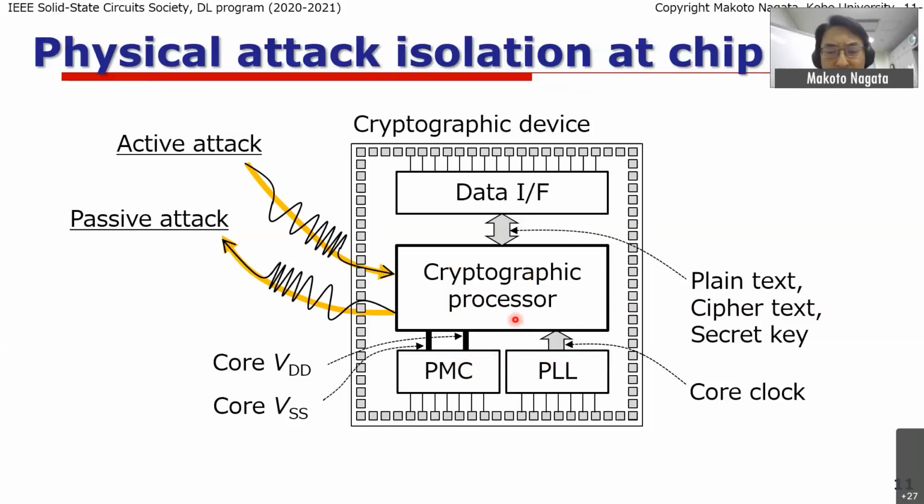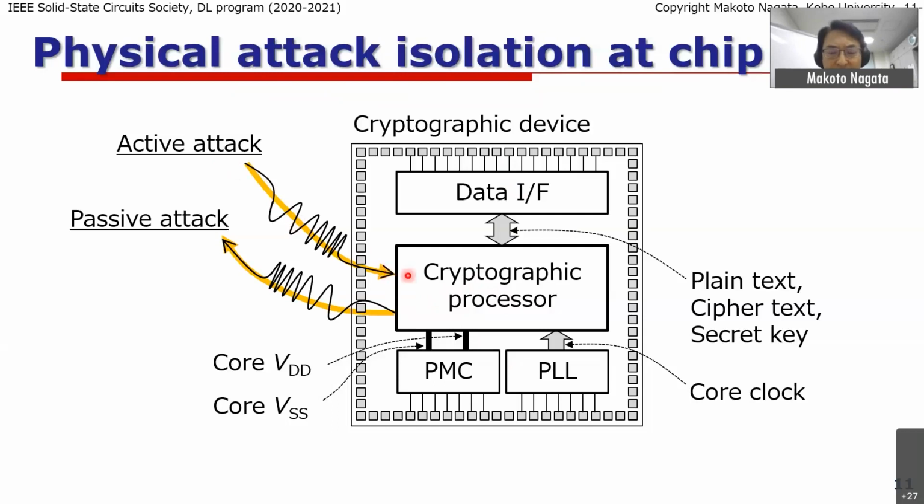But EM is quite powerful because even with this structure, the EM radiation can happen at the position of the cryptographic processor. In that case, the antenna can come to the position of the cryptographic processor, even if those processors are protected by the PMC locally or PLL or data interface. Still the EM can radiate at the position of the cryptographic processor. And even worse, the active attack can happen.